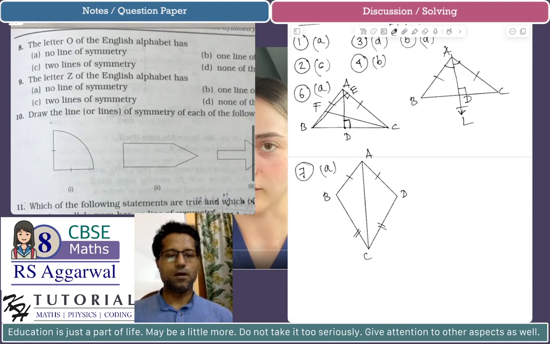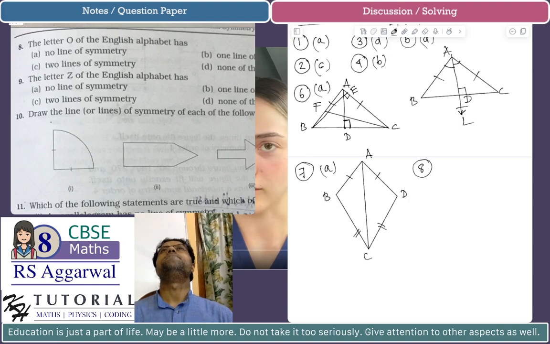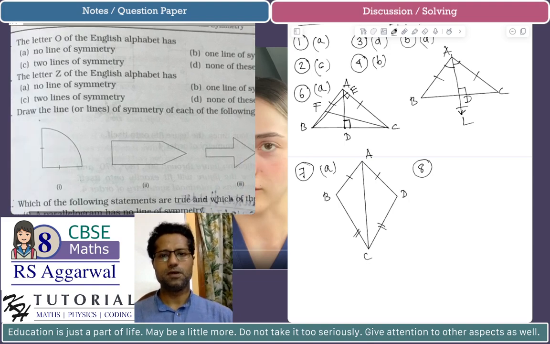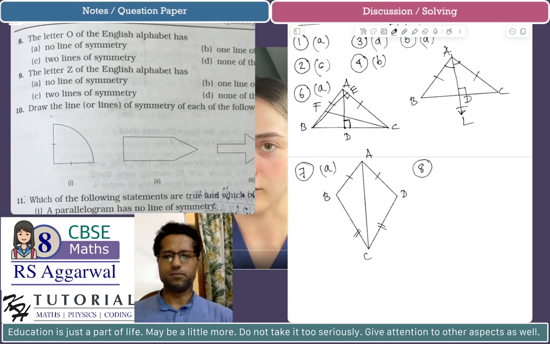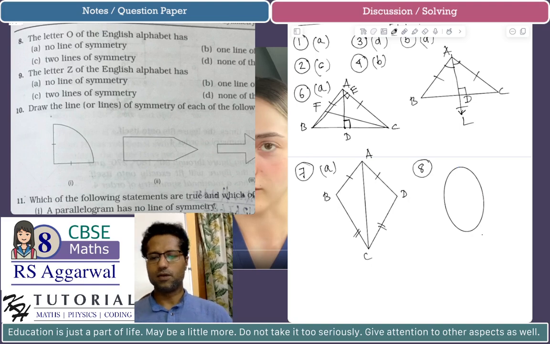Problem number 8. The letter O of the English alphabet: no line of symmetry, one line of symmetry, two lines of symmetry, or none of these. It has two lines of symmetry, because the English letter O is more or less like an oval or ellipse. I don't know whether I will be able to draw an ellipse or not. Okay, if you consider this as an O, clearly we will have two lines of symmetry.